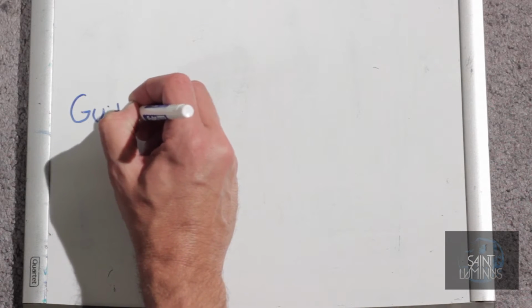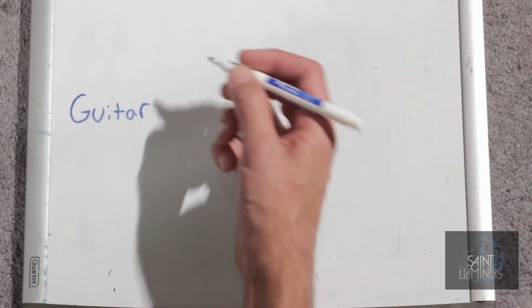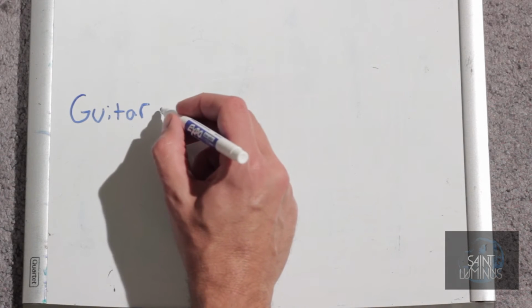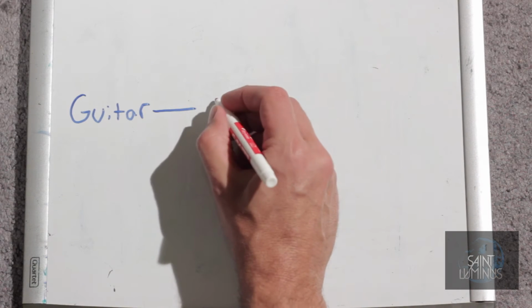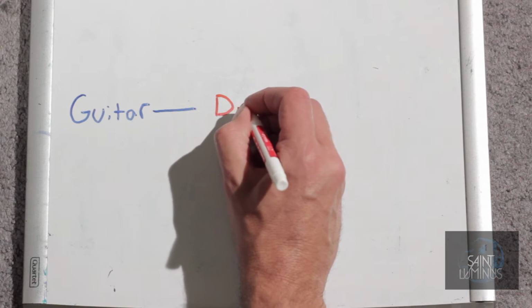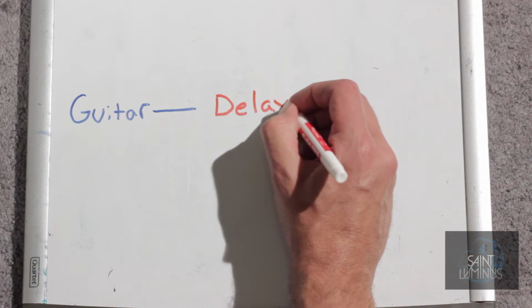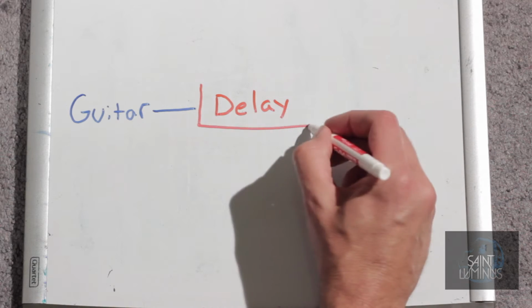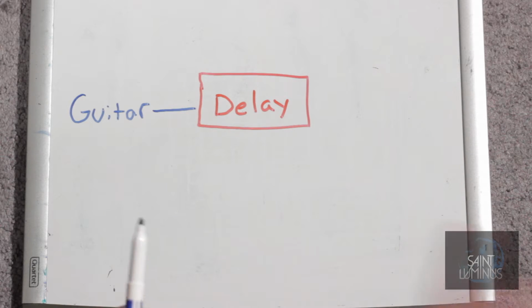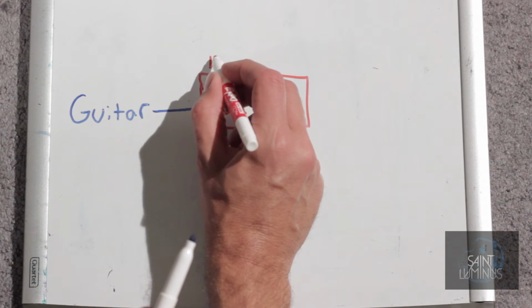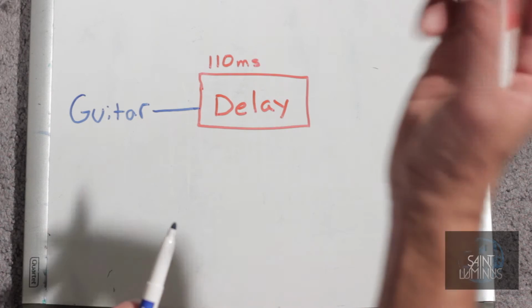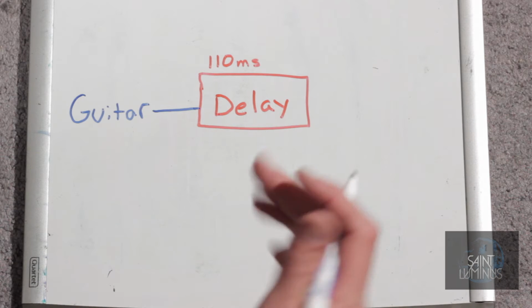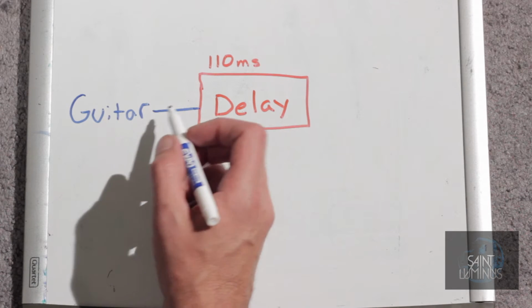So I play a note on the guitar, and then the sound of the guitar goes into a digital delay. So I'm just going to write delay. All right. So the guitar goes into the delay, and so you guys know, I set it up for 110 milliseconds only because I thought that delay time sounded pretty cool. All right, so my guitar goes into the delay.